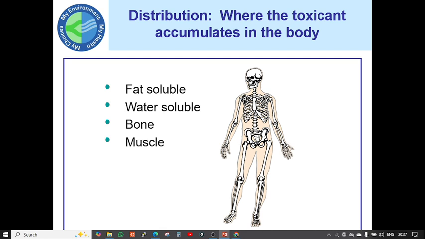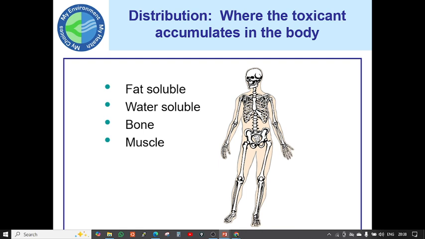Some of the toxic substances do not pass away from the body. If one consumes them, they are permanently stored in your body. So where can they be stored? First is the fat. Below the skin there is fat, and the toxic substance can be stored in the fat.